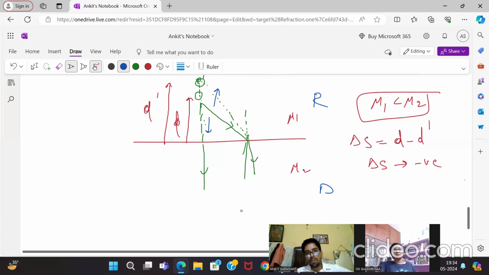Shifting for one surface, one boundary is very simple: D minus D dash, real minus apparent. Clear? Because of refraction, this phenomenon is happening. Now tell me, where will the observer be? All observers will be here, because these rays enter the eye of the observer. The observer will always be in the refracted ray region. So in the eye of the observer, either the reflected ray will enter or the refracted ray: reflected ray in case of reflection, refracted ray in case of refraction. Any doubt?